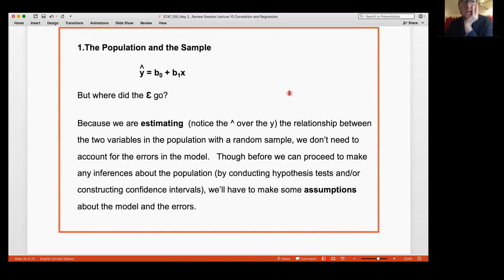So then that's where we go here. Where did epsilon go? If we talk about y hats, well, because we're estimating, right? It's called y hat. Probably because it has a little hat there. We talk about the relationship between the two variables in the population with a random sample, and we don't need to account for the errors in the model, but we also don't know what they are. So we can proceed to make inferences about the population by conducting hypothesis tests and or constructing confidence intervals. And we have to make some assumptions about the models and the errors. So the models and the errors are going to be assumed to be accounted for in terms of 95% confidence intervals and hypothesis tests.